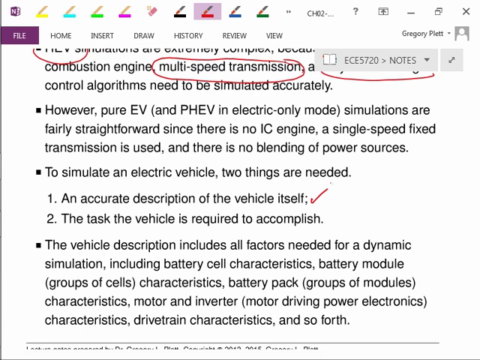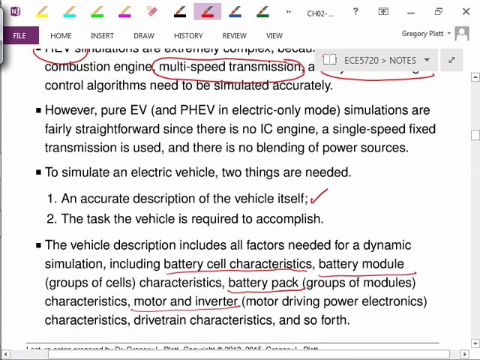The vehicle description includes battery cell characteristics. How do I combine those battery cells to make modules? How do I combine modules to make battery packs? What are the characteristics of the motor and the power electronics that drive the motor? What are the characteristics of the mechanical drivetrain? And so forth. And we'll see many of these, not this section, but next section, when we talk about the equations that describe the model of an electric vehicle.